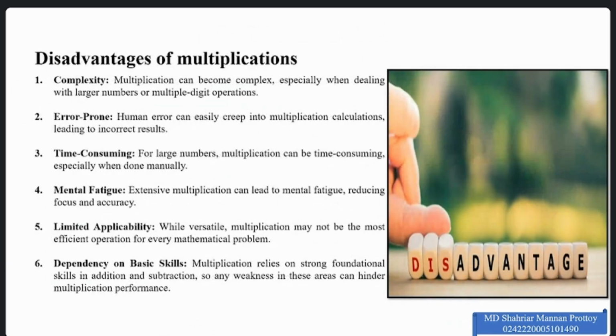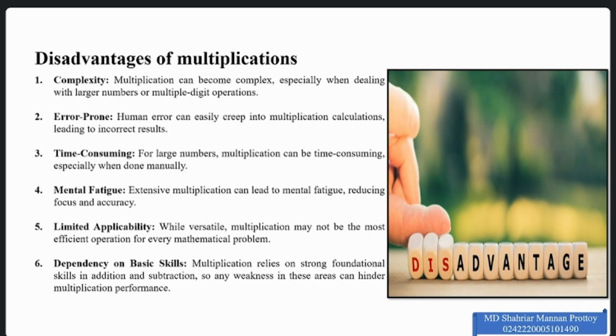Every light has its opposite dark side. Similarly, multiplication has some disadvantages. Let's talk about it. Number 1. Complexity. Multiplication can become complex, especially when dealing with larger numbers or multiple digit operations. Error prone. Human error can easily creep into multiplication calculations, leading to incorrect results. Number 3. Time consuming. For large numbers, multiplication can be time consuming, especially when done manually.